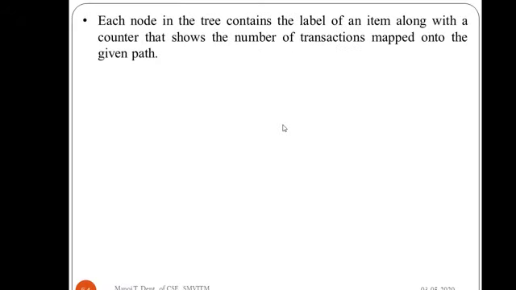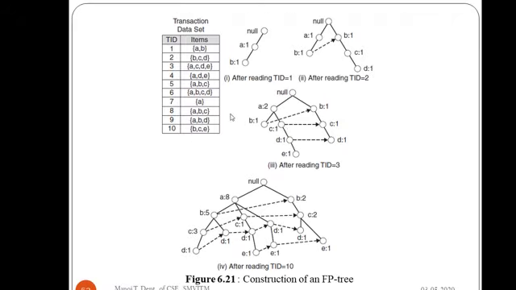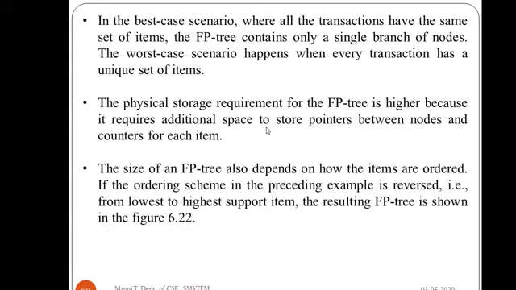What do you mean by that? I am talking about this one. These pointers as well as counters at each node. So additional space is required for that. The size of an FP tree also depends upon how the items are ordered.